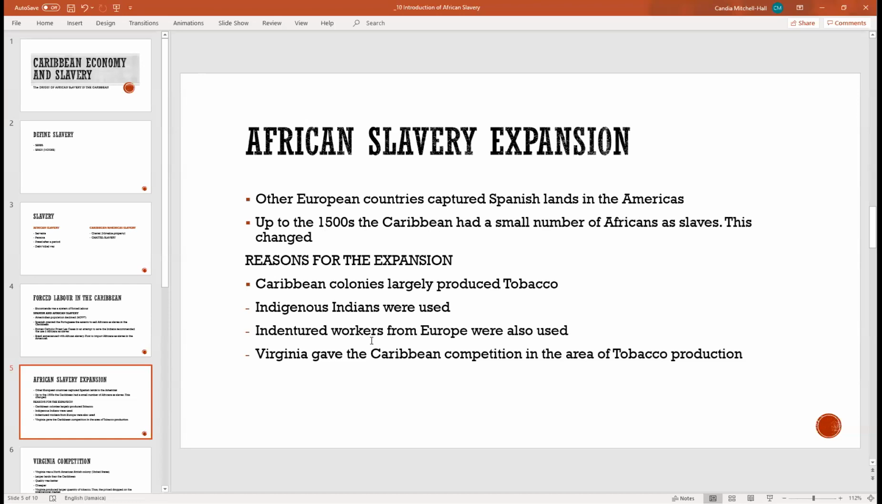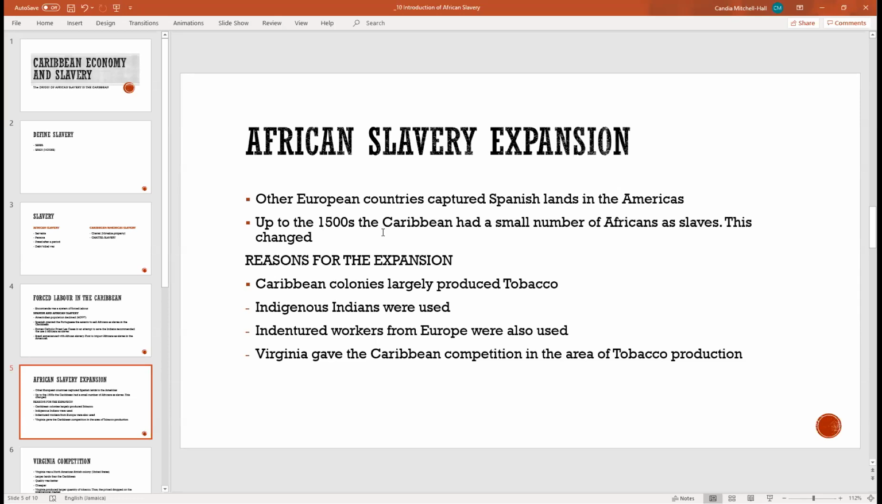But this changed significantly. African slavery is going to expand in the Americas, in South America, Central America, North America, and the Caribbean, like we have never seen before. All right? Reasons for the expansion. One of the main reasons was that the Caribbean colonies used to produce tobacco, and they used to send the tobacco to Europe.